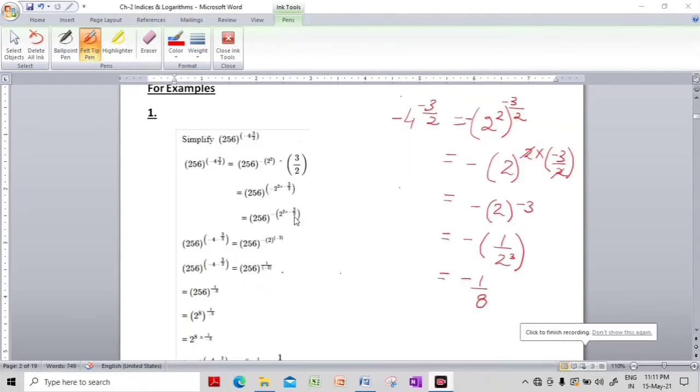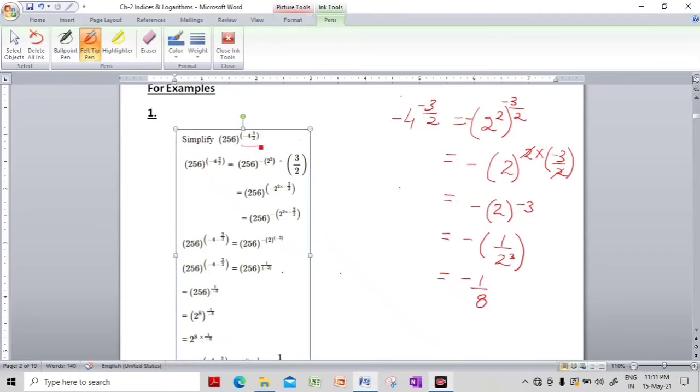Let us start with some examples. The first example given to us is 256 power minus 4 power minus 3 by 2. As the power is written very small, I am first solving this power separately here for you so that you can understand easily. So this is the power: minus 4, minus 3 by 2.